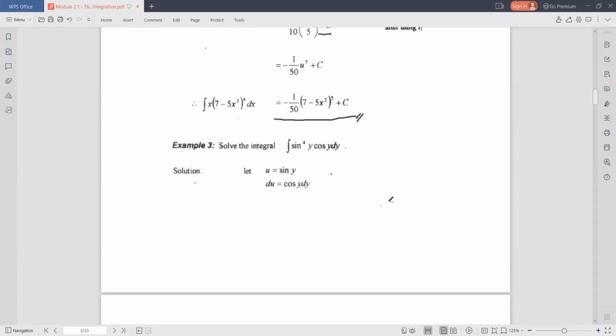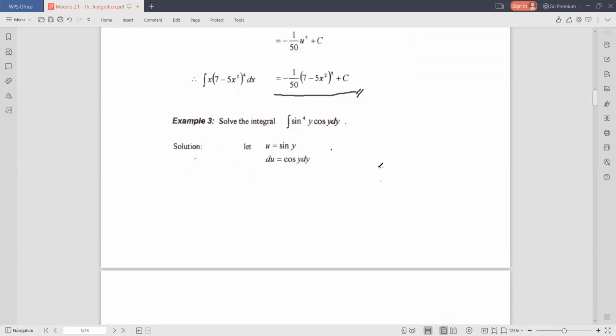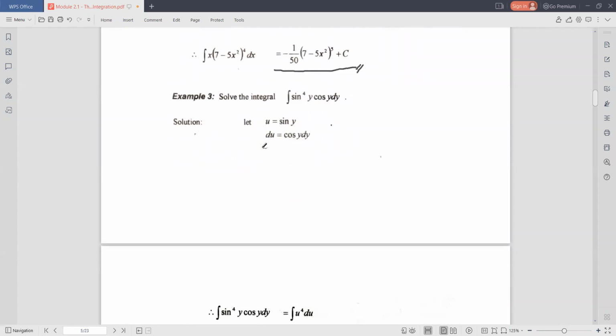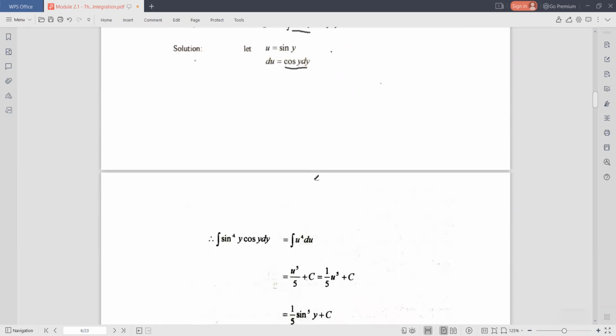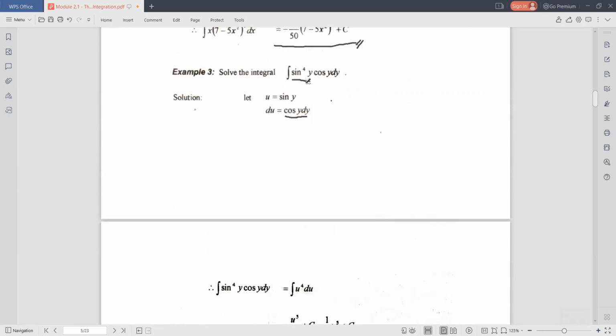We have here also the example number 3. So let's evaluate. So solve the integral of sine raised to 4 y cosine y dy. Okay, so here we let u be sine y, and then our du now would be the derivative of sine y, which is cos y dy. Okay. So therefore, integral of sine raised to 4 y cos y dy is equal to integral of u to the 4 du. Okay, so nagiging u du na instead of y dy.